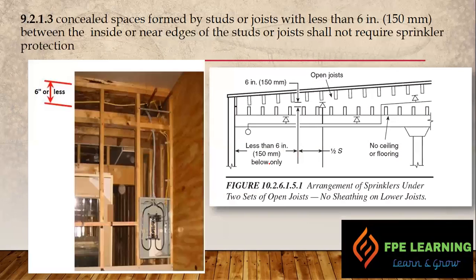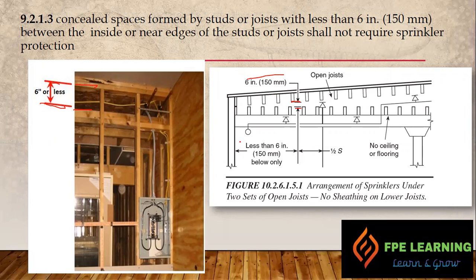9.2.1.3 talks about the concealed space. This is point number 3 under 9.2.1. Concealed space formed by stud or joist construction, something like this, with less than 6 inches between the inside or near edge of the studs or joists, shall not require sprinkler protection. So, if the distance between the bottom and the top of this joist is less than 6 inch or 150 mm, we don't need a sprinkler system.